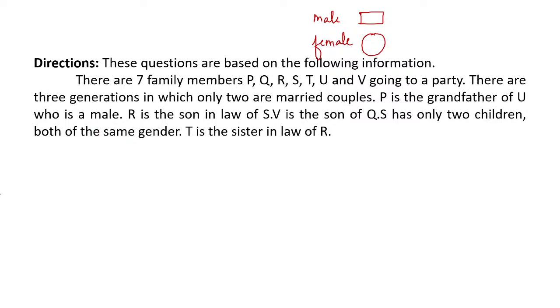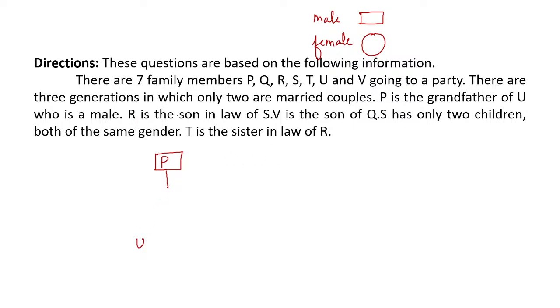So now that we have P is the grandfather of U. So U is some person and P is the grandfather, which means P's gender is male. Okay, P has a generation and that generation's son or daughter is U. Okay, done.